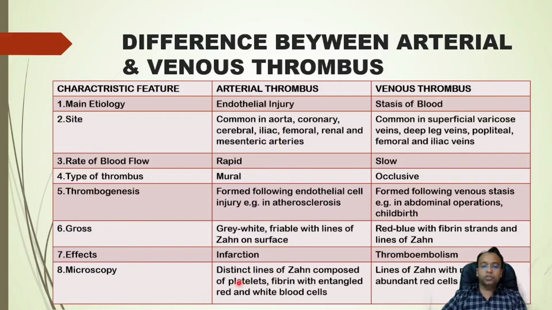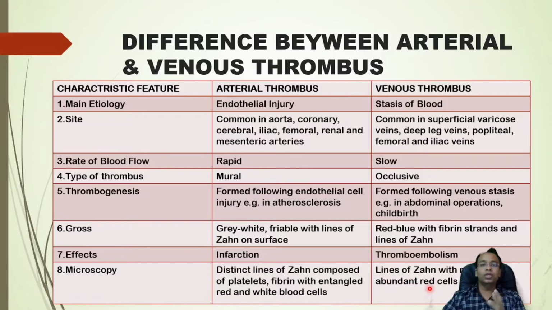So in the arterial thrombus, if you do the microscopy, it is made up of platelet, fibrin and admixed red blood cells. So there is an alternate band of white and red color. White color is because of platelet and fibrin, and the red color is because of RBC. So that is the line of Zahn that can be seen over the surface, right? Line of Zahn also can be seen in venous thrombus, but not prominent. It's mainly red color. Red color is very prominent, because it contains lots of RBC.